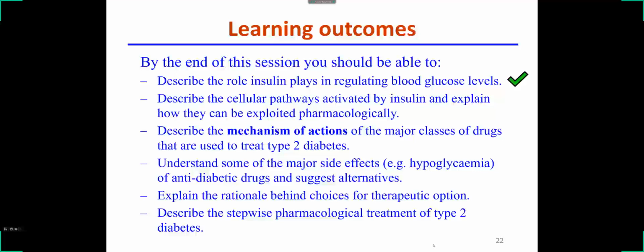Okay, so I've described the role insulin plays in regulating blood glucose levels. We've talked about the cellular pathways activated by insulin, and how they can be exploited pharmacologically via the enzymes and mechanisms that I mentioned to you. Now we're going to start to introduce the mechanisms of action of some of these drugs in relation to those targets that I just outlined.